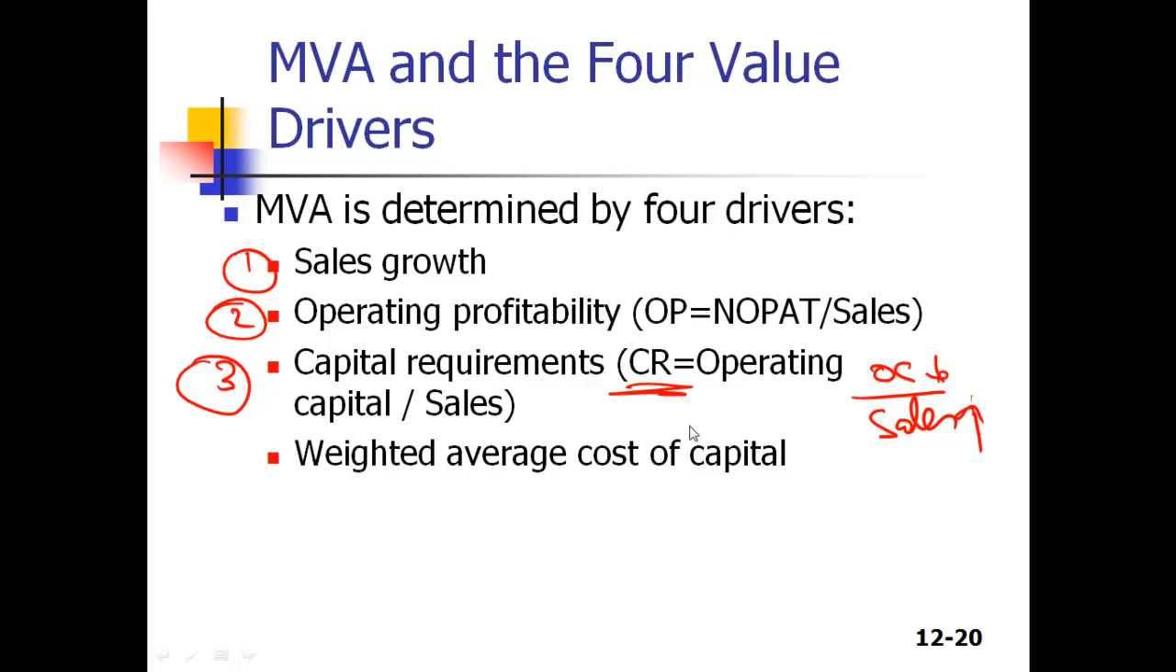Okay, so does operating profitability take that into account? Not quite, because operating profitability, your operating profit over sales, is only concerned with income statement items. What is this ratio doing? This ratio is taking both the income statement and a balance sheet item. So it is looking at your operating capital divided by sales. That's an advanced topic. These are items that impact your MVA.